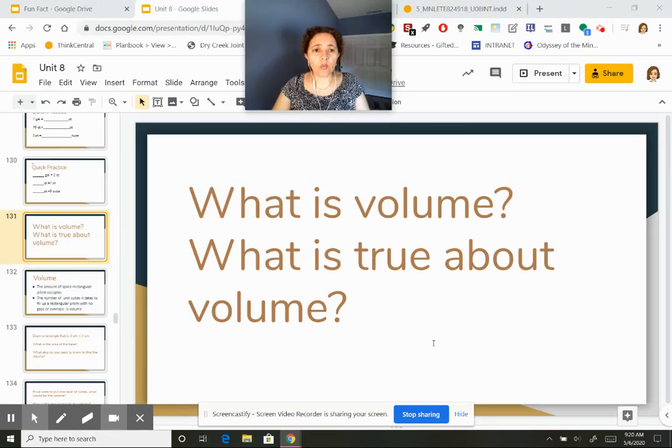Okay, in today's lesson, we're going to look a little bit deeper into volume. Yesterday's lesson, we developed a formula for volume. So today, we're just going to review a little bit what volume is to begin our lesson and what's true about volume. So stop your video and write down everything you remember about what volume is and some things that are true about volume. Okay, then come back to me.